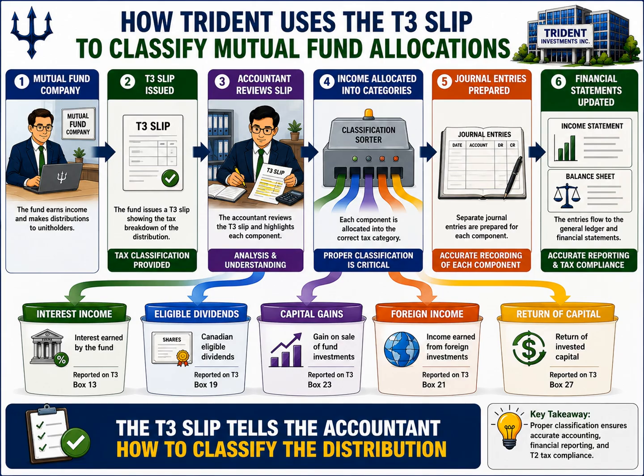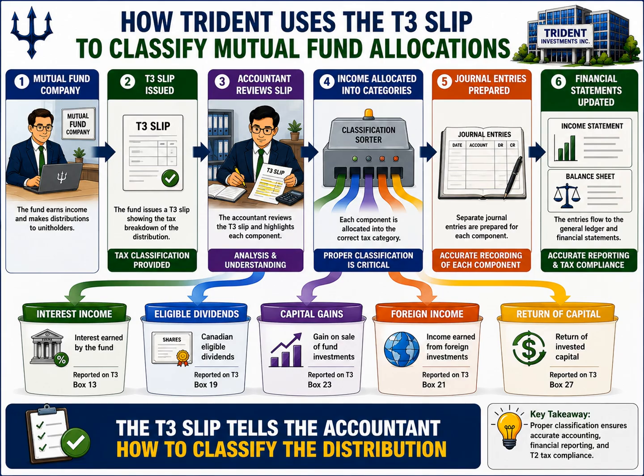The process begins with a mutual fund company. Throughout the year, the fund earns different types of income from the investments it holds. It may earn interest from bonds, dividends from Canadian corporations, capital gains from investment sales, and income from foreign investments. At year-end, the mutual fund company prepares a T3 slip. This T3 slip provides a detailed tax breakdown of the distributions allocated to investors. Instead of showing one total amount, the slip identifies the specific tax character of each component.